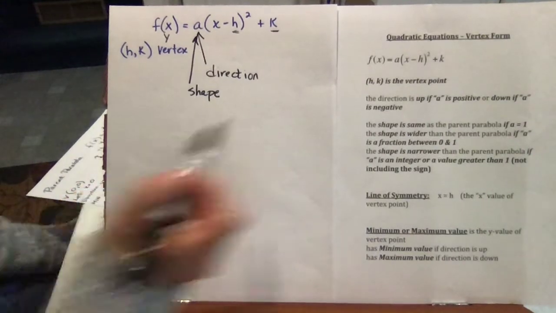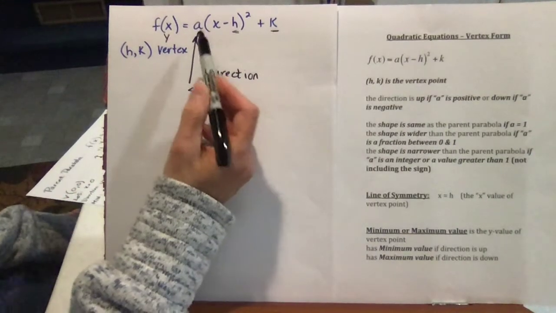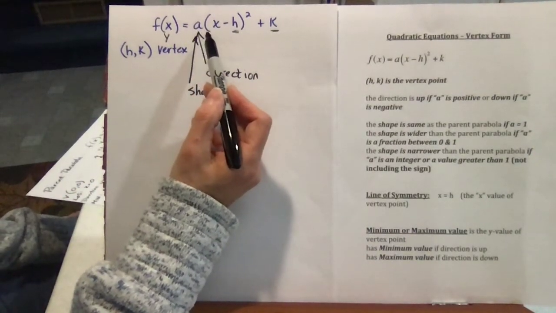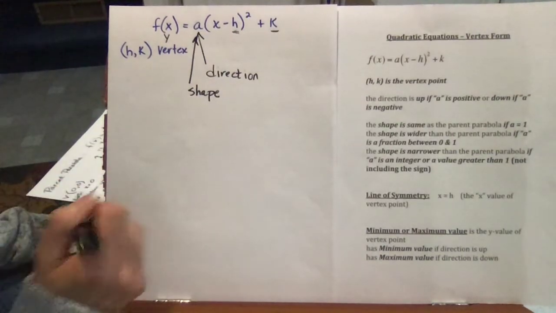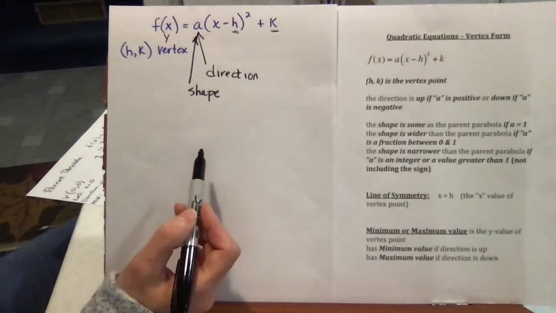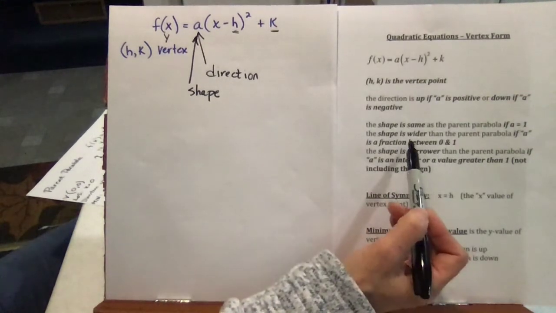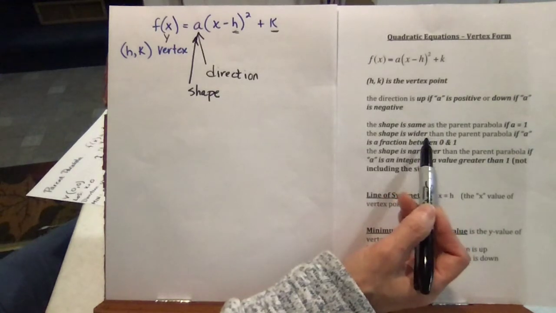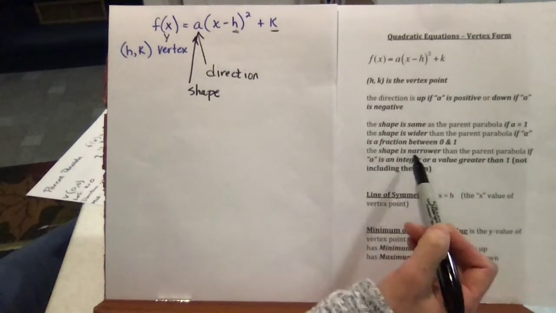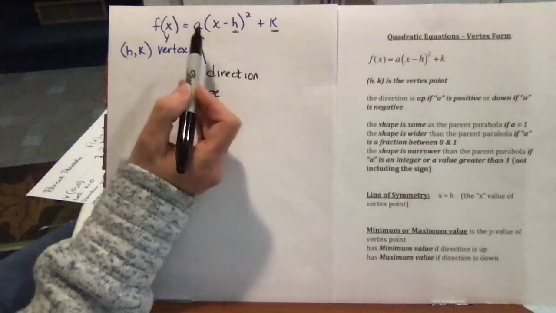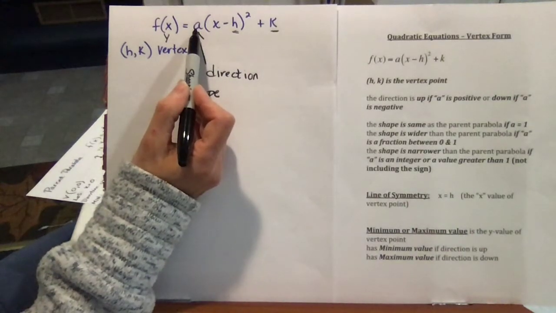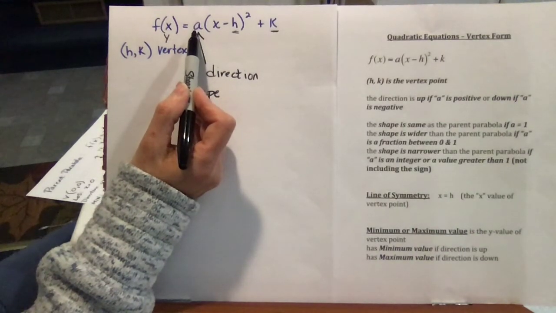Okay. If the a value is between 0 and 1, so it's a fraction between 0 and 1, again, ignore the sign because that only gives us direction, then it's going to be wide. It's going to be a very wide parabola compared to the parent. And the shape will be narrow if the a value is greater than 1, again, ignoring the sign, okay?